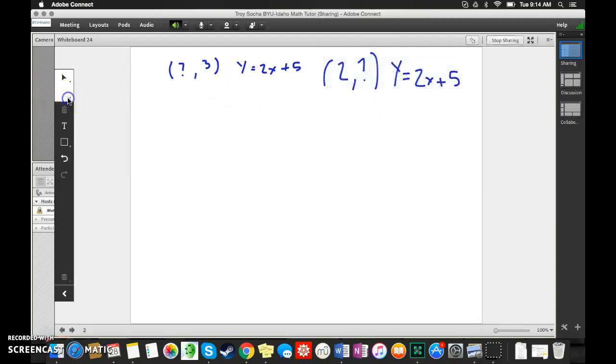So we have two unknowns in this equation, but we do know one of them. We know this is y, and this is x. Same with this. We know this is x, and this is y. So in this case, we know that y is 3. So we take our equation and say this is 3 equals 2 times x plus 5.